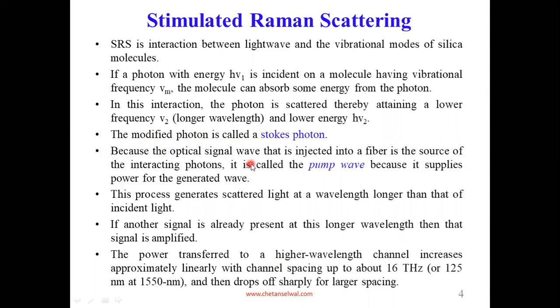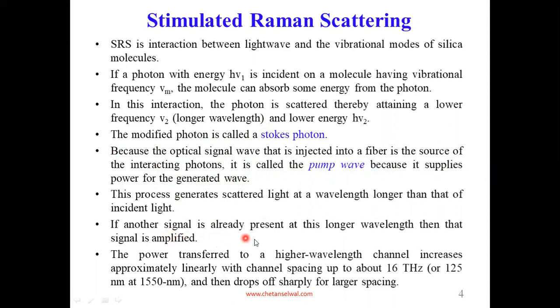The optical signal wave that is injected into a fiber is the source of the interacting photons. It is called the pump wave because it supplies power for the generated wave. This process generates scattered light at a wavelength longer than that of the incident light that we have already discussed.